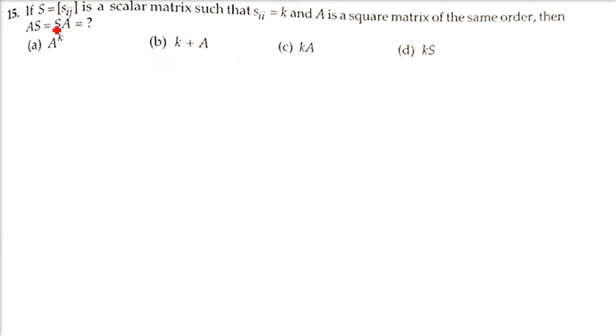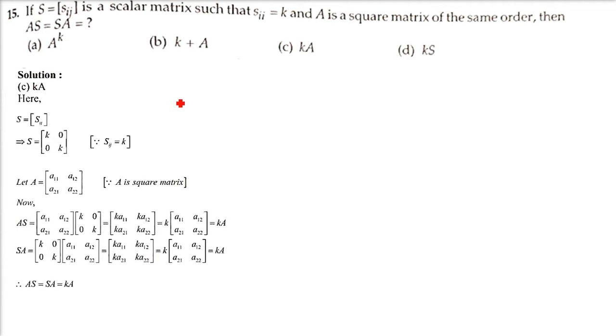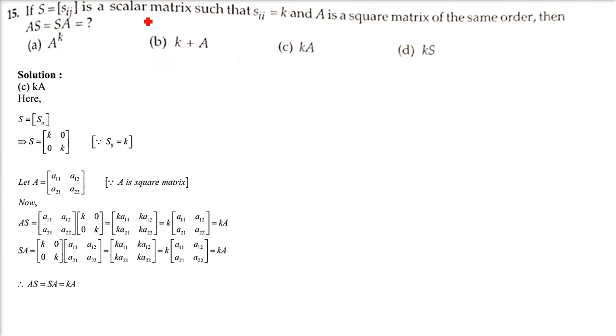Now we have Sij is a scalar matrix such that Sii is k, and A is a square matrix of the same order. Then A into S equals what? See, a scalar matrix is nothing but the identity matrix multiplied by a scalar value. I'll tell you a trick here. In all these kinds of questions, take a 2 by 2 matrix, for example. Because Sii is k, where i and j are equal, this is k in the diagonal. If I take k common from here, what do you get? 1, 0, 0, 1.